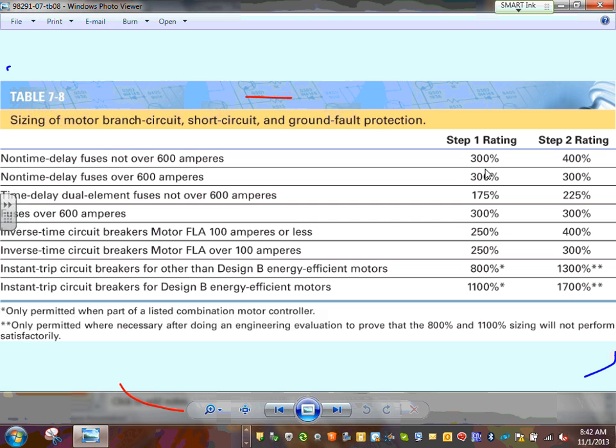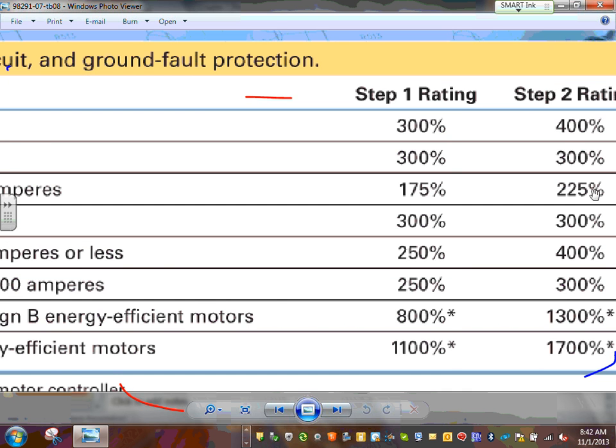For example, a non-time delay fuse. Your multiplier is 300%. If your motor doesn't start, you can go up to 400. Non-time delay fuse, your multiplier 300. Same thing, 300, and 400 if it doesn't start. Time delay, dual element time delay fuse, guys, 175. If it doesn't start, go up to 225.